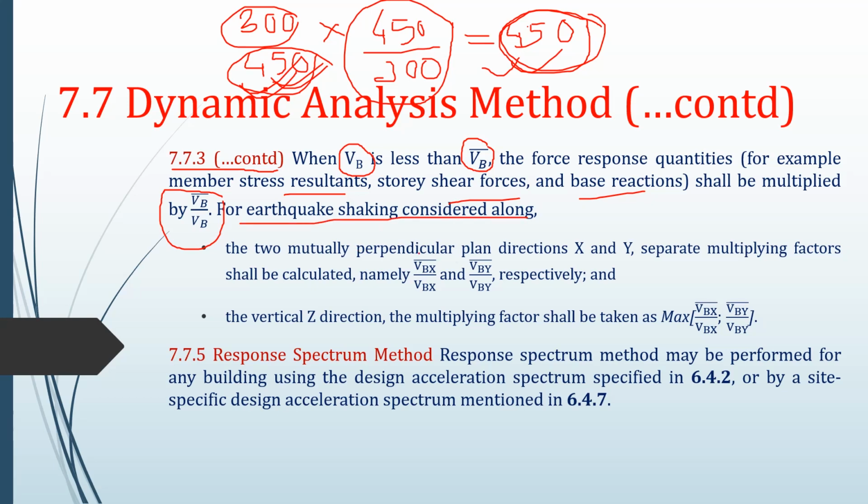So for earthquake shaking considered along two mutually perpendicular plan directions x and y, separate multiplying factors shall be calculated. For the x direction, VBx bar by VBx, and for the y direction, VBy bar by VBy. And for the vertical z direction, the multiplying factor should be the maximum of these two factors. The maximum value should be taken.